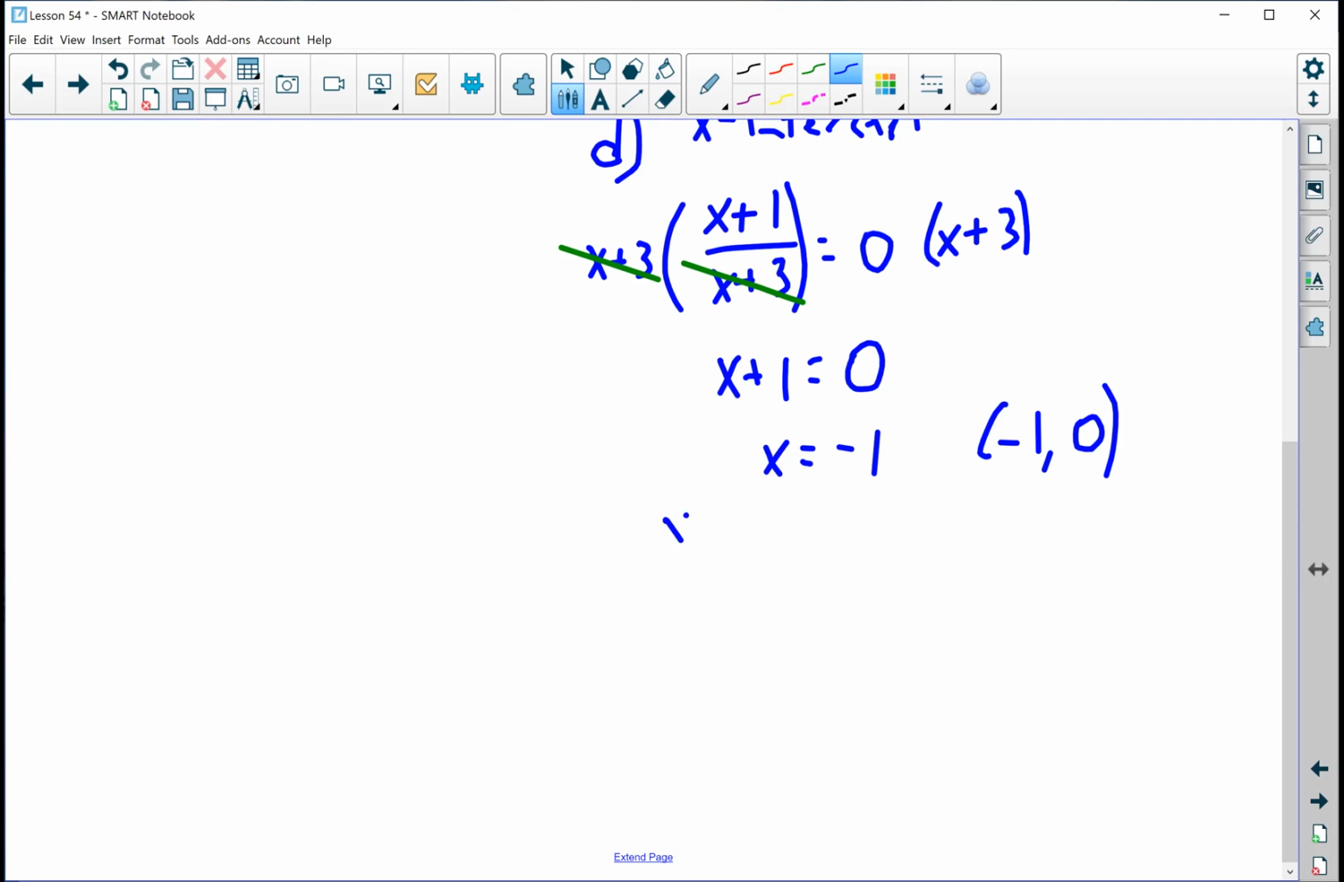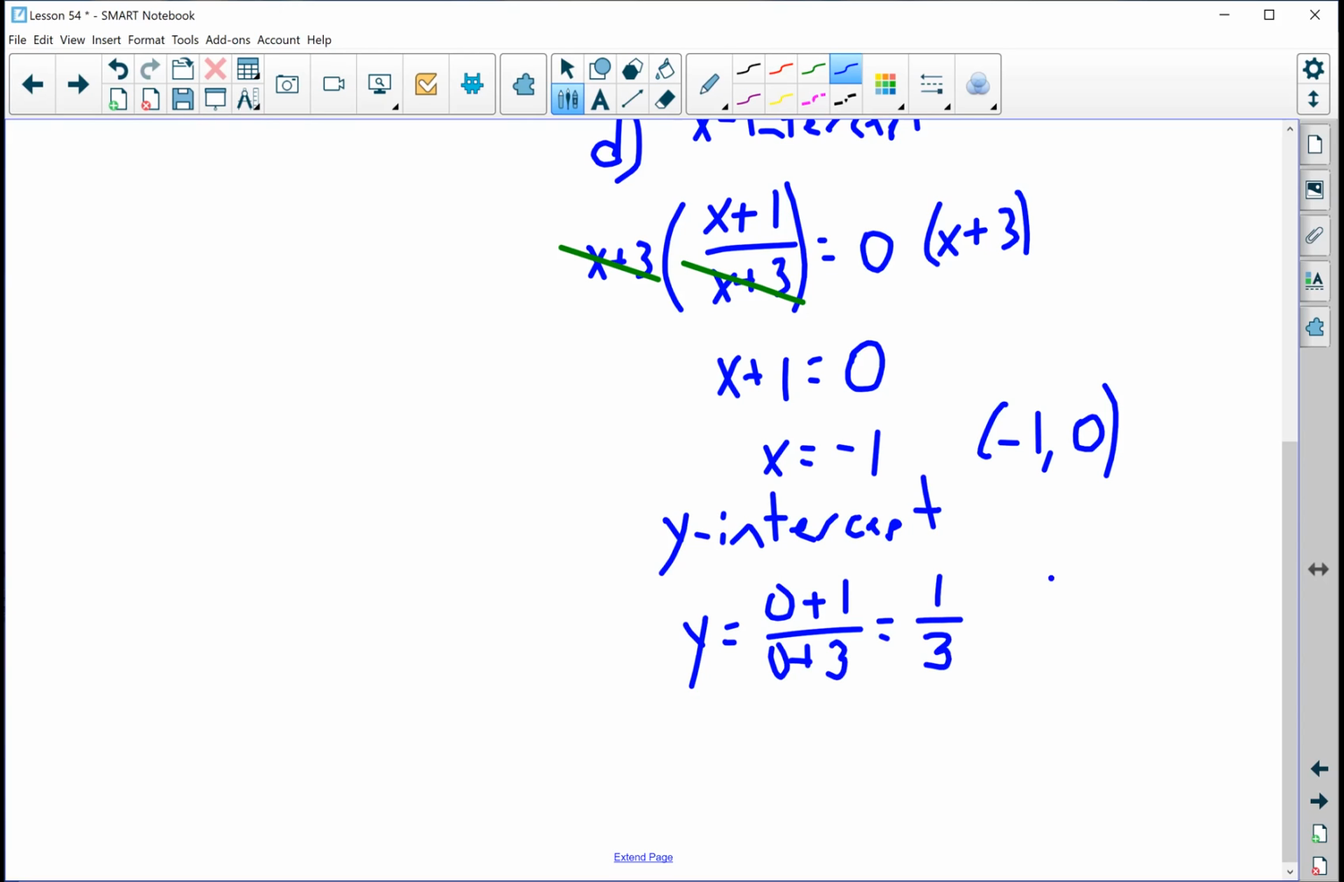For my y-intercept, I just plug 0 in for x. Now this is the tough one, right? Oh, 0 plus 1 and 0 plus 3. Okay, good, 1/3. So my y-intercept is 0, 1/3.